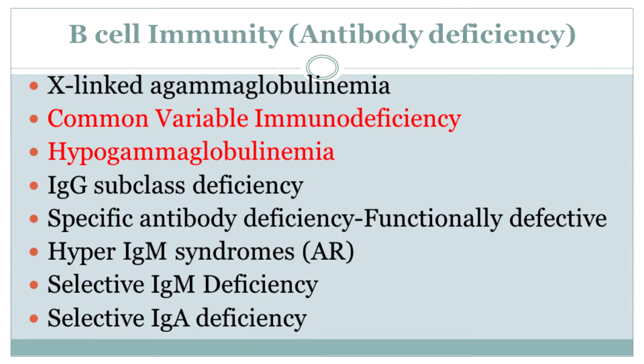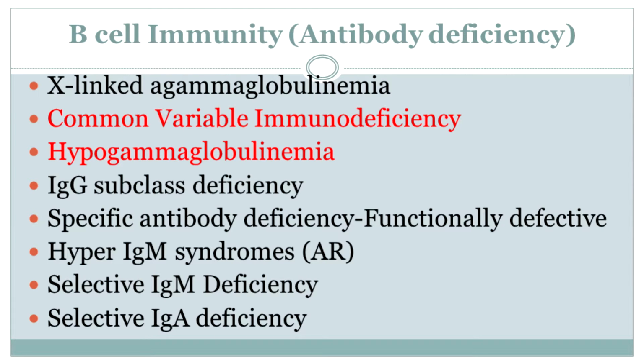Common variable immune deficiency. This is the most common immune deficiency. This is what our case was about earlier. It presents with two classes of low antibodies, typically G and A being low, with poor functional antibodies.